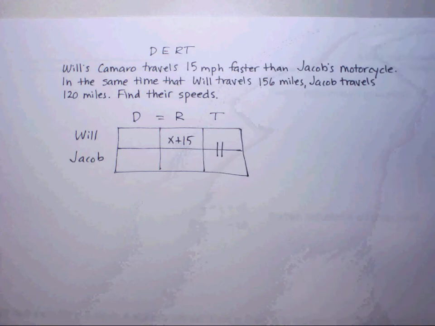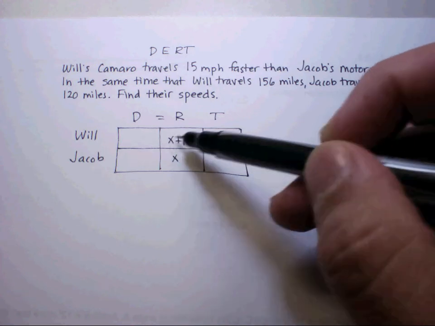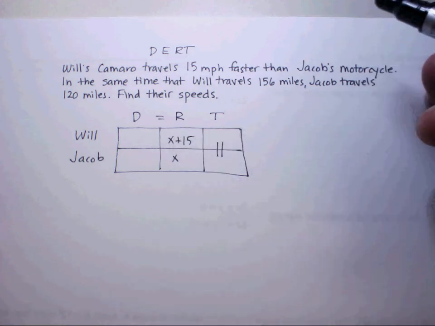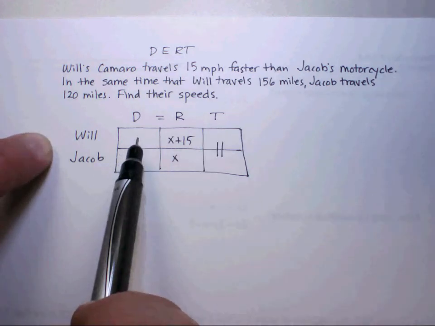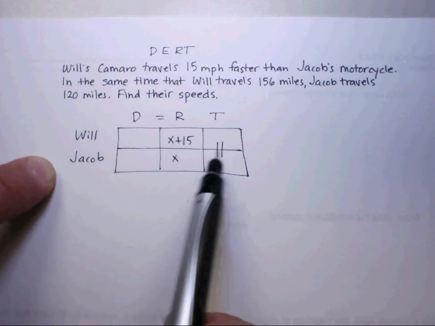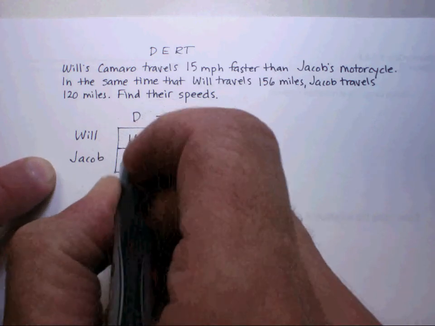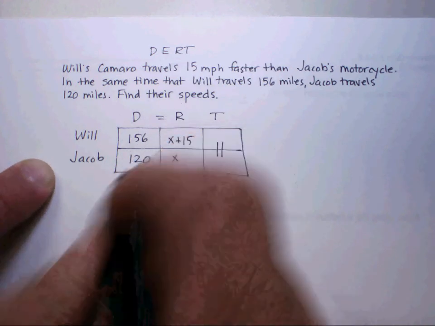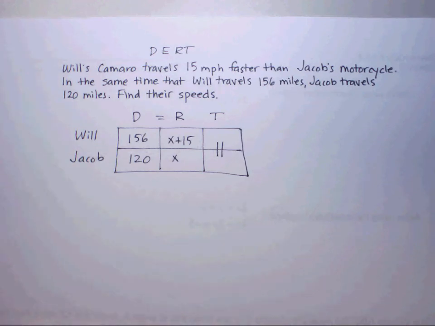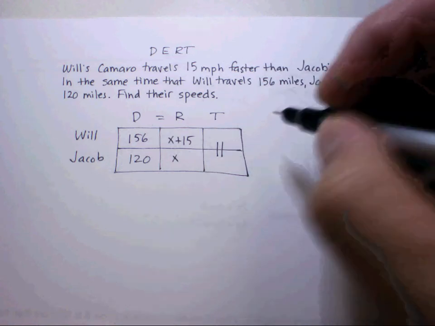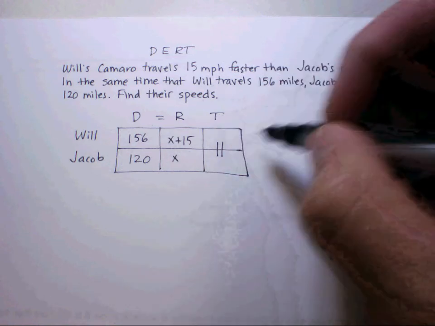Will's Camaro travels 15 miles per hour faster than Jacob's motorcycle. So x plus 15 for Will, x for Jacob. Because if that's Jacob's speed, Will is 15 more than that. I translate that as x plus 15. I also know that Will goes 156 miles to Jacob's 120 in the same amount of time. So 156 and 120. Now my boxes are all filled in. My DERT box is full, and I can go ahead and start working now on the equations.